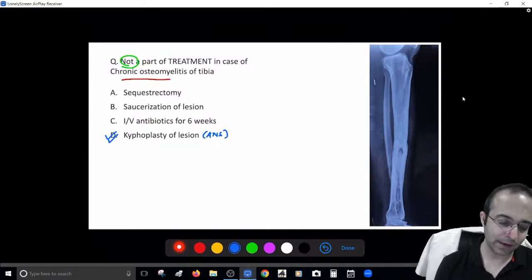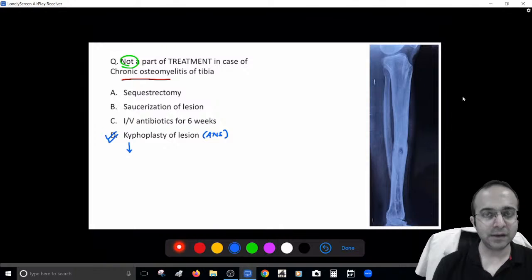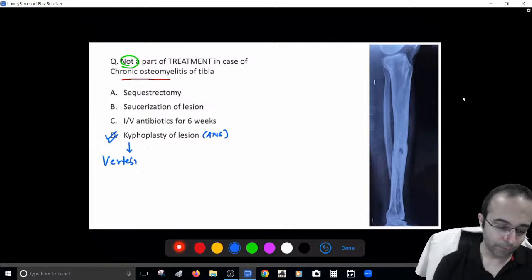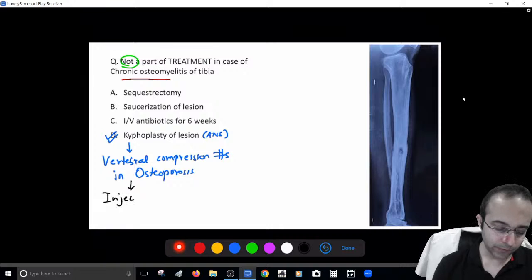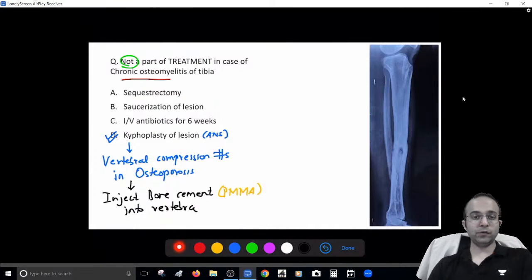No point of kyphoplasty. This is basically a surgery for vertebral compression fractures that you may get in cases of osteoporosis. And what you basically do over here is you inject a compound called bone cement. This tends to be a substance called polymethyl methacrylate into the vertebra to give it some kind of strength. So that is kyphoplasty.